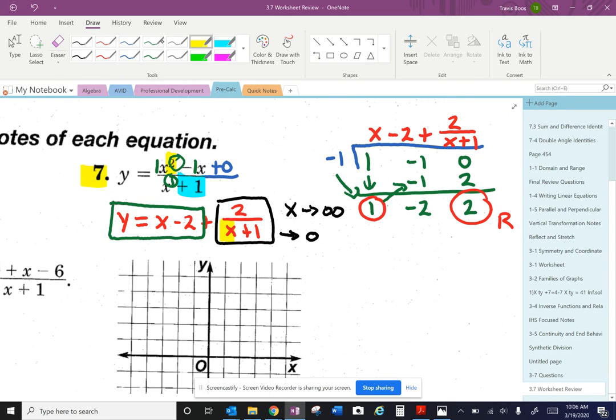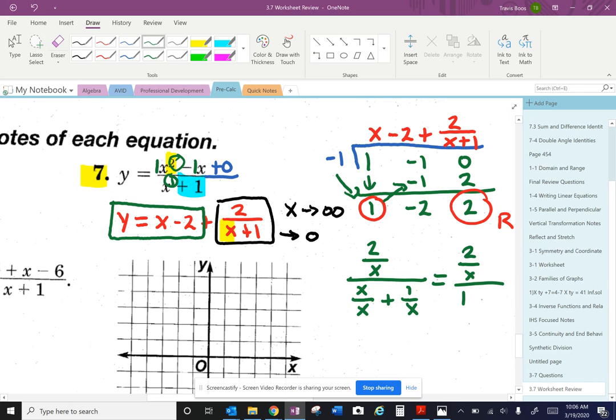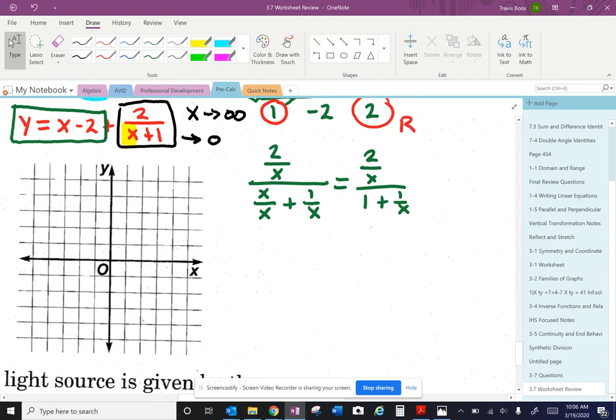I can also show you algebraically why this fraction gets closer and closer to 0. So if I multiply top and bottom by 1 over x, I'm going to get something like this, which reduces to 2 over x over 1 plus 1 over x. And as x approaches infinity, this is going to approach 0, and this is going to approach 0. And what I'm left with is 0 over 1, which is just 0.